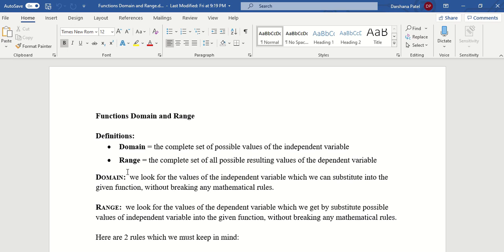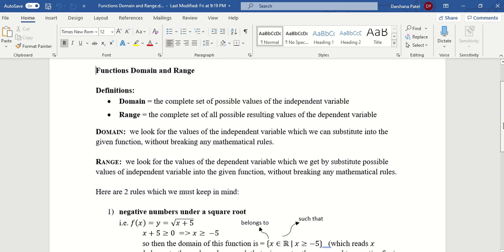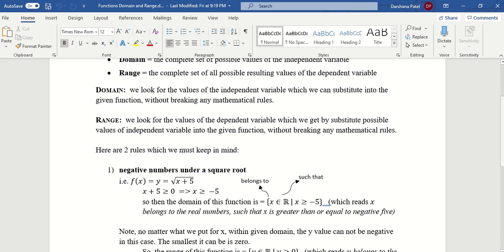Range, then, we look for the values of the dependent variable which we get by substituting possible values of the independent variable into the given function, again without breaking any mathematical rules. Here are the two main rules which we must keep in mind. The first one, negative numbers under a square root. For example, we know we cannot have a negative number under the square root.